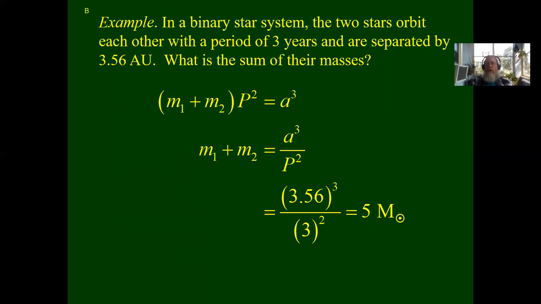Maybe they're both 2.5 solar masses. Maybe one is 3 solar masses, one is 2. Maybe one is 4.8 solar masses, the other one is 0.2 solar masses. We would need additional information to sort out the individual masses. And the good news is for real binary systems, that information is often available.